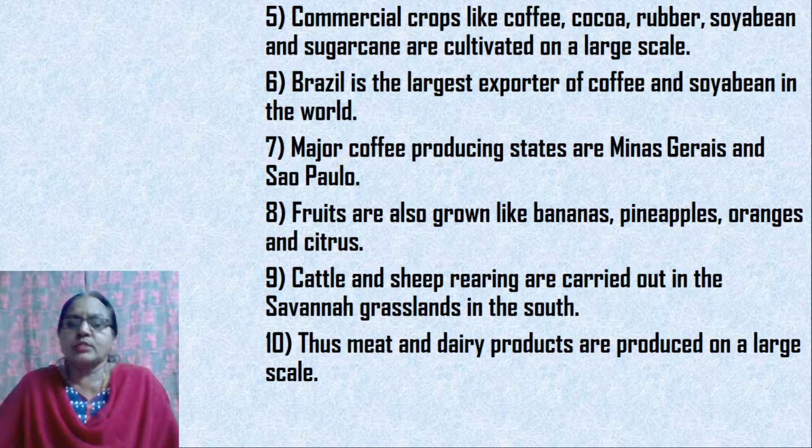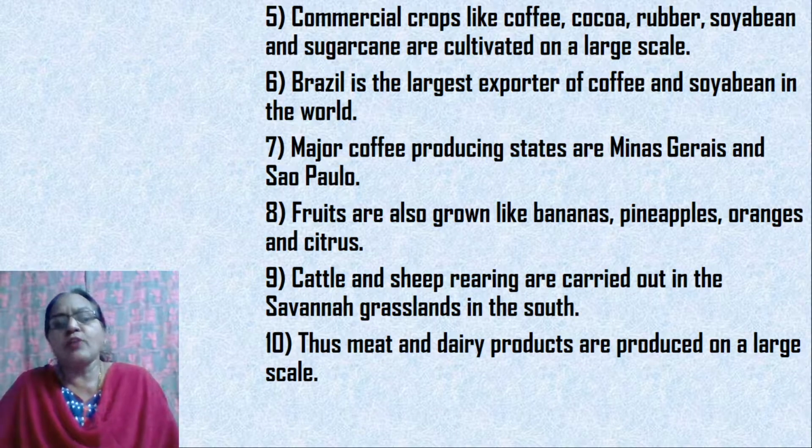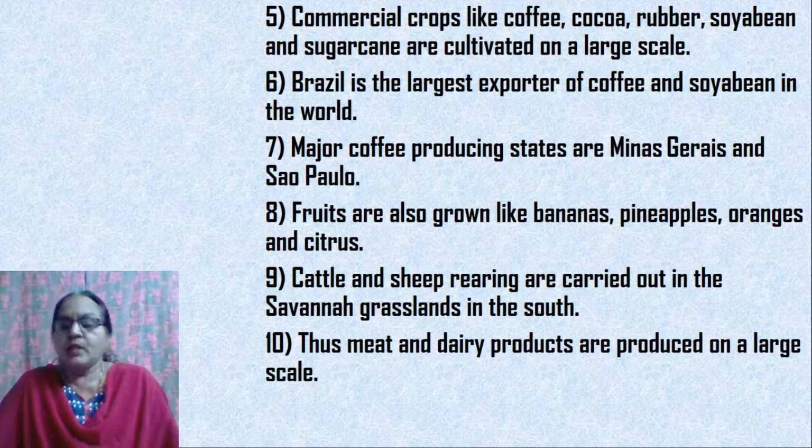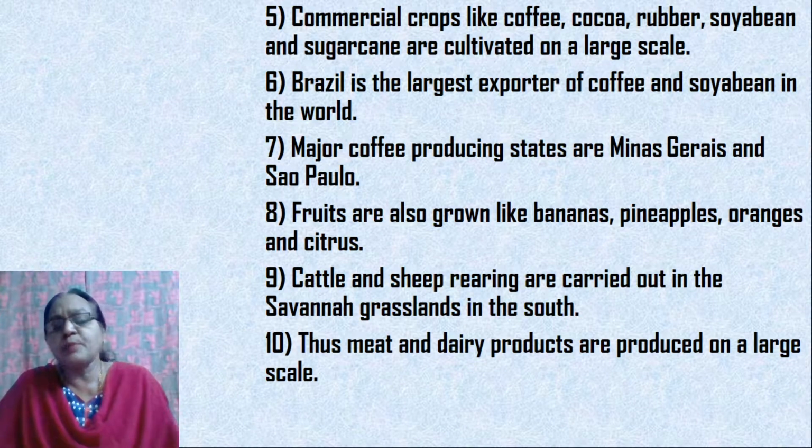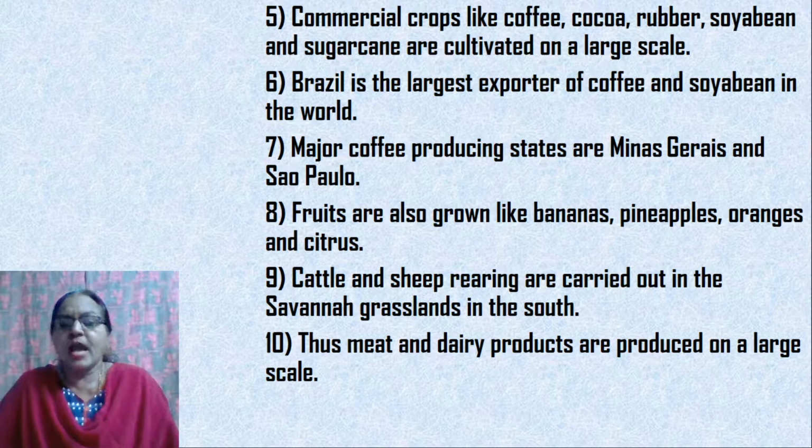Now, when you take into consideration the coffee producing states, we find Minas Gerais and Sao Paulo are the largest regions in Brazil known for production of coffee. Fruits are also cultivated on a large scale, and the principal fruits grown here are bananas, pineapples, oranges, and citrus.